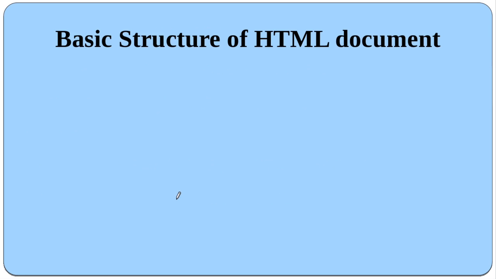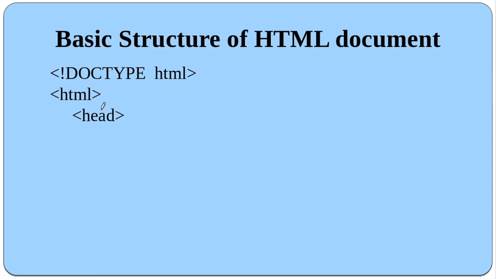Basic structure of an HTML document. Doctype HTML, this is optional. This tells that this is an HTML type of document. The HTML tag is the parent tag of the HTML document, which contains two sections. One is the head section, another one is the body section.